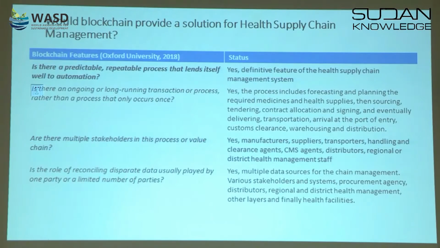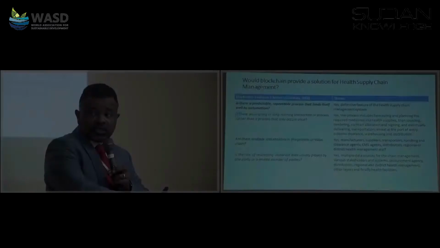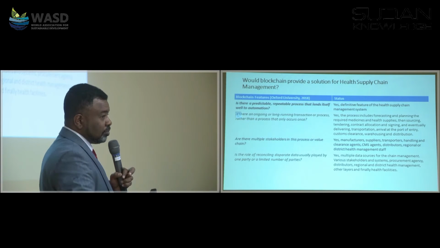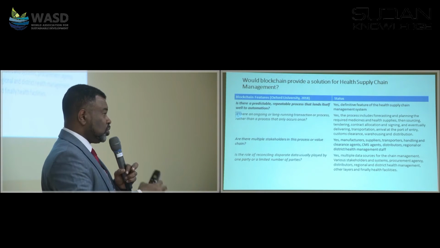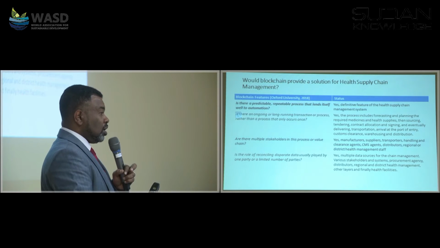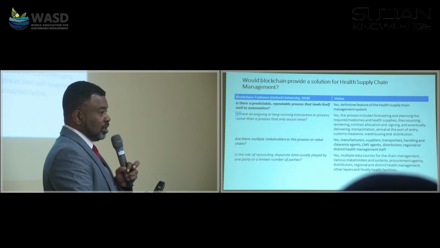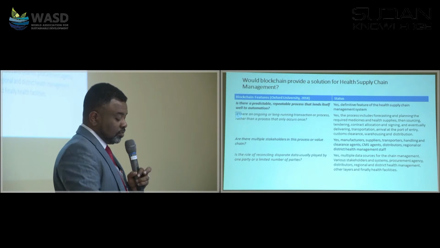And there's usually a long-running transaction that happens more than once, usually once every 2 years or once every year, depending on the country. And there are multiple stakeholders involved in the process, as I will explain later. These details will be in the presentation; I will not go through them. I just want to demonstrate that not any problem can be solved by a blockchain, but there are certain criteria that need to be met before blockchain could be proposed.